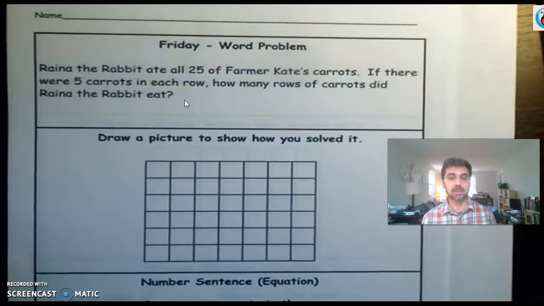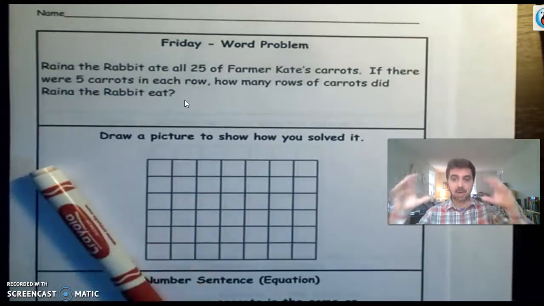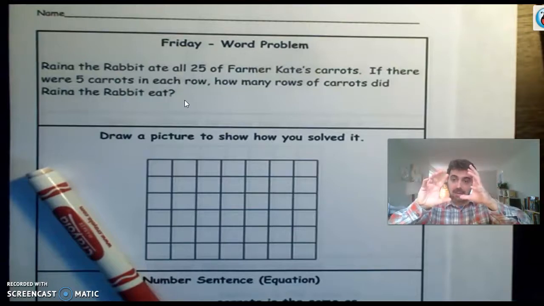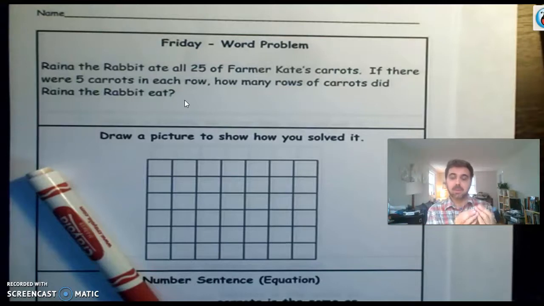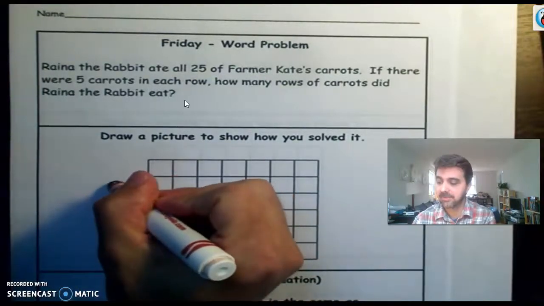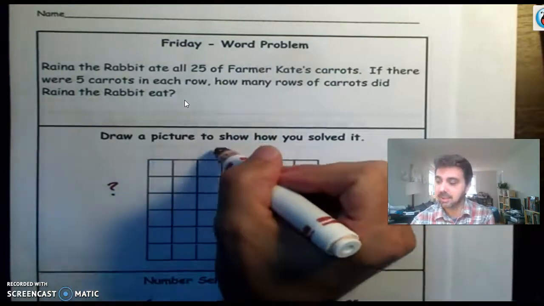All right, well, let's figure this out. So we know that there are 25 carrots total. So remember, with division, we start with the total, right? And then we find either how many equal groups there are or how many equal objects are in each group. So in this case, we don't know how many rows there are. Okay, so we got to figure that out. But we do know that there are 5 carrots in each row.